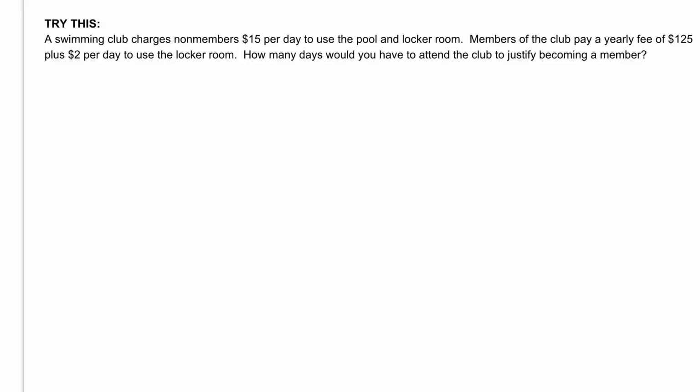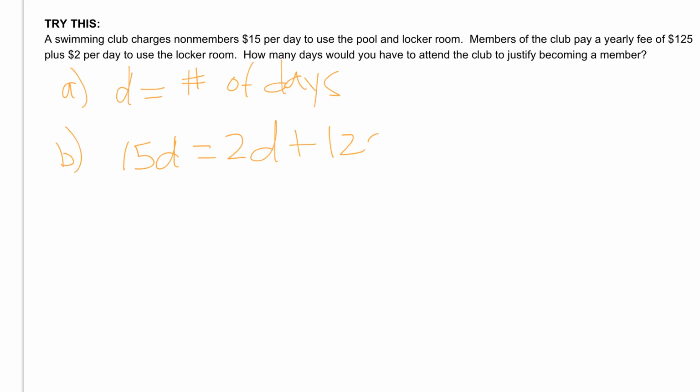If you did the try this correctly, you should have letter A with your variable to be D, or whatever letter you chose, equal to the number of days. Your part B, where you're coming up with your equation, should be 15D equal to 2D plus 125. This one was the non-members. This one was members. And then if you solve the equation correctly, your answer should have come out to be D equals 9.615, and that goes on and on.